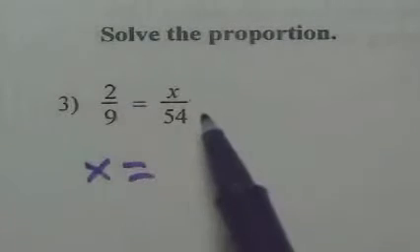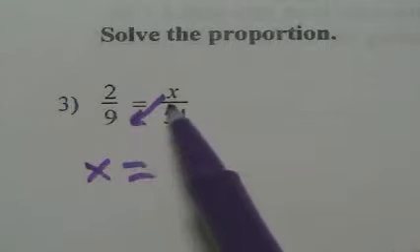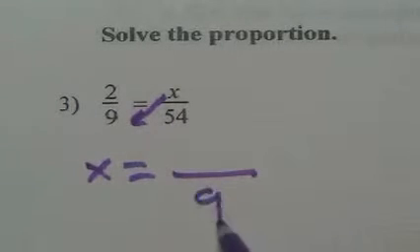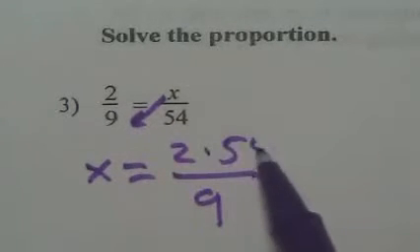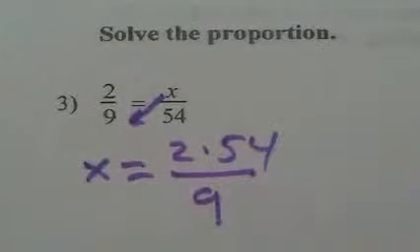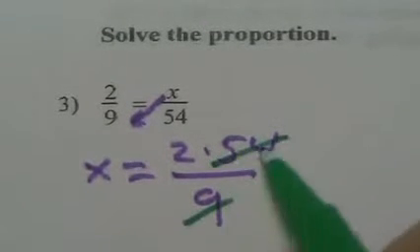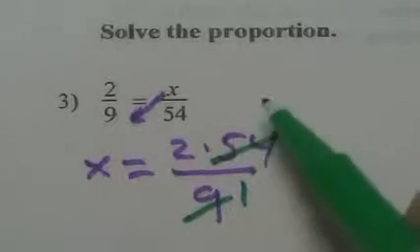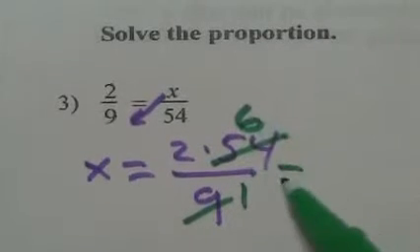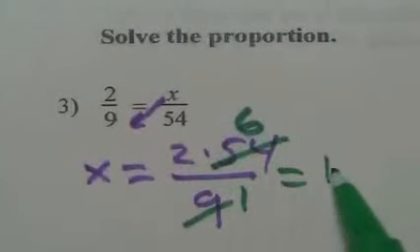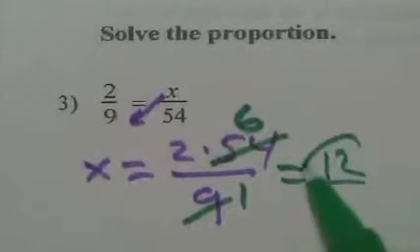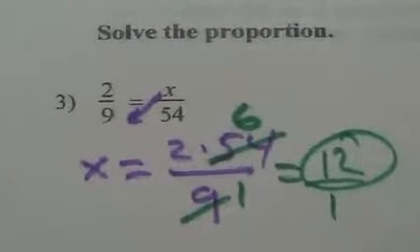Number 3, solve the proportion. Whatever's diagonal of x always goes in the very bottom, and the other 2 go on top. And you can see that 9 goes into 54. 9 goes in there once. 9 goes into 54 6 times. 2 times 6, that's 12. 12 over 1, that's just 12. X is 12.